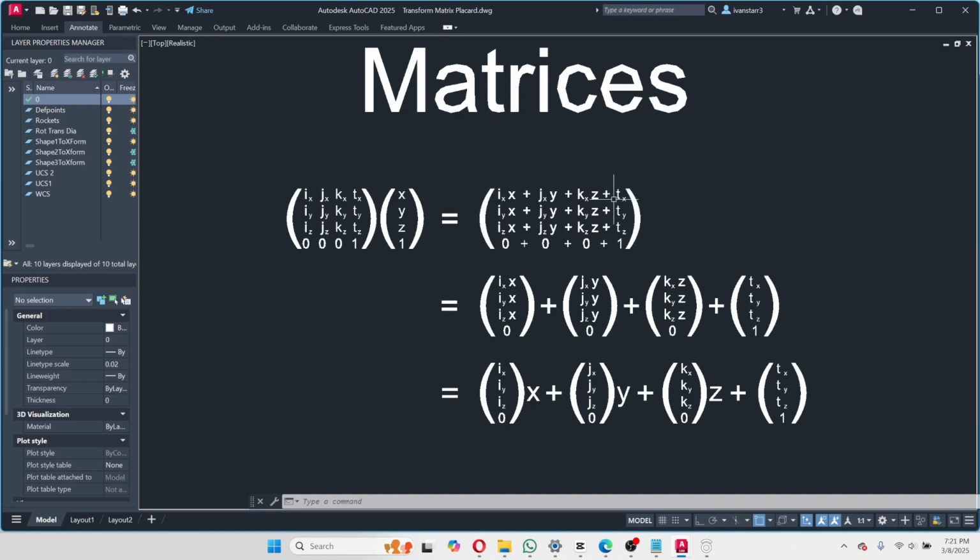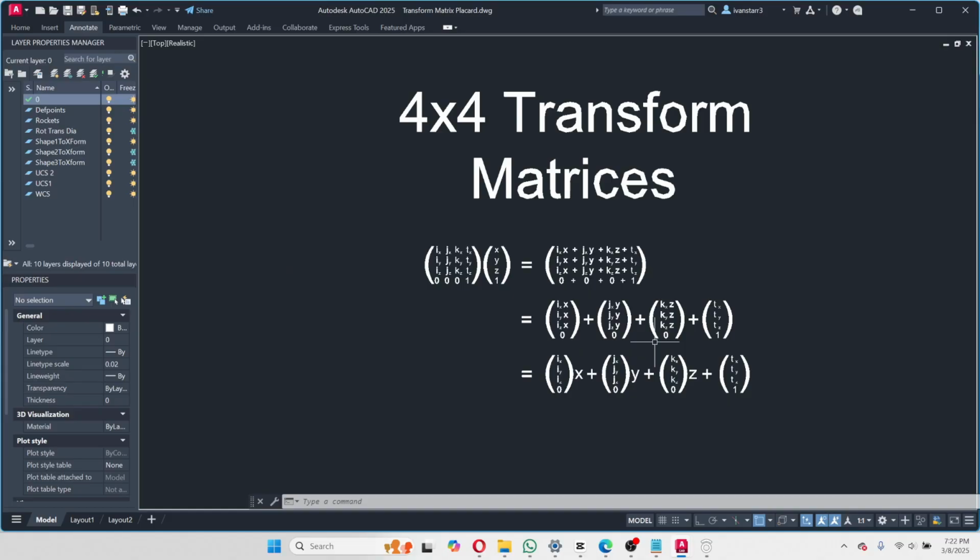And it comes out to this here, which, as you can see, this goes straight down to here, and this goes straight down to here. Same for that, and then you get this strange one here. And what this equals is basically this. It's a unit vector i multiplied by x, a unit vector j multiplied by y, a unit vector k multiplied by z, plus this t vector, which is the translation vector that you want to translate the object by.